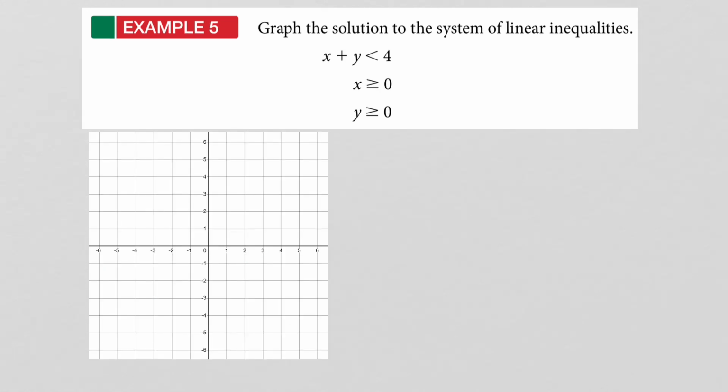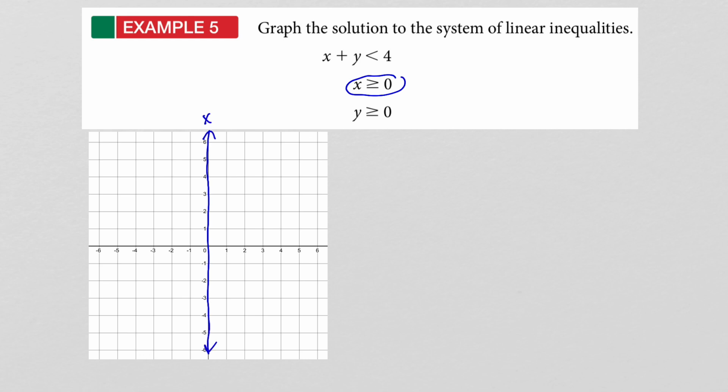In our next example, we want to graph the solution set to the system, and notice that now we have 3 inequalities. So first we have the inequality x plus y is less than 4. Let me come to that one last. Let's go ahead and do x is greater than or equal to 0. So we know that x equals 0 is right here.